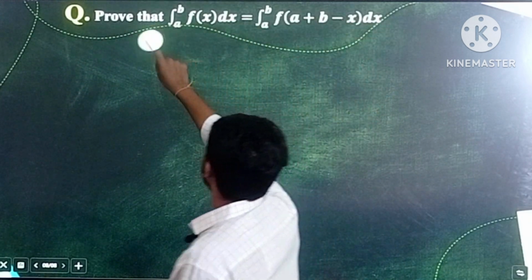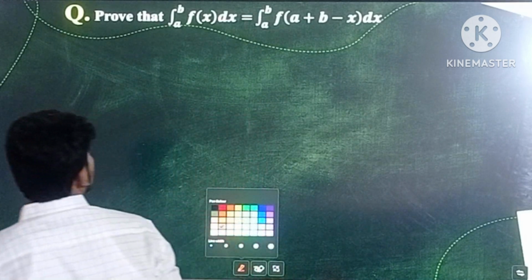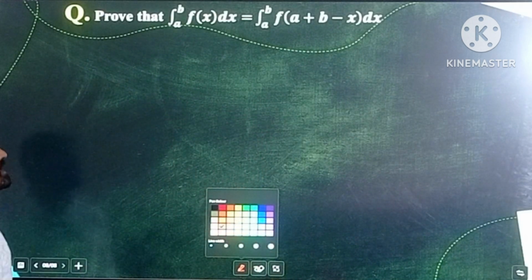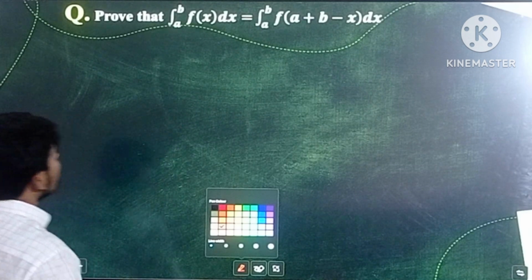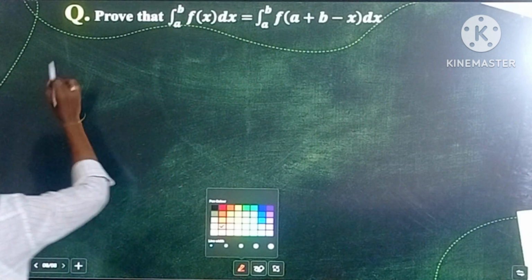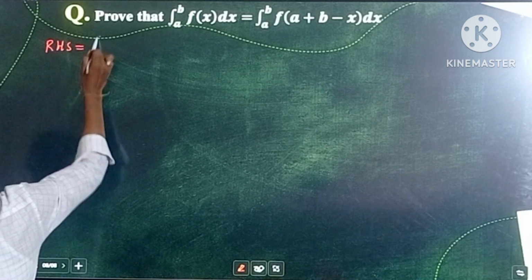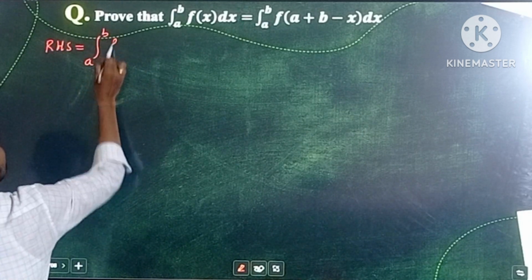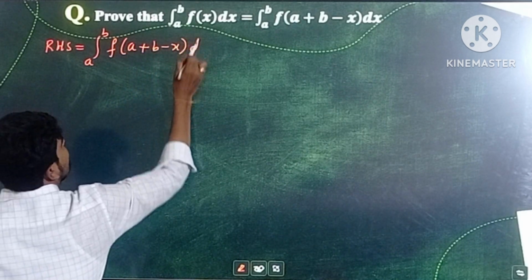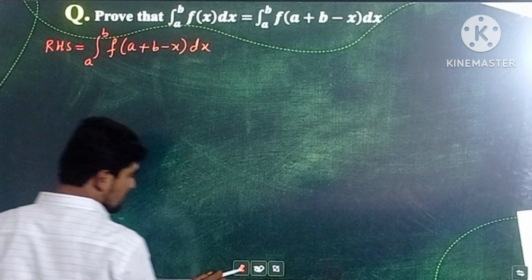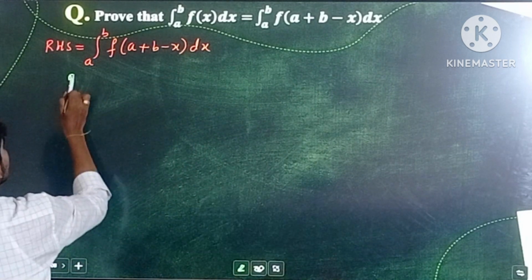And what is the question here? Prove that integration from a to b of f(x) dx is equal to integration from a to b of f(a plus b minus x) dx. To prove this property, let us consider the RHS. What is the RHS here? Integration from a to b of f of (a plus b minus x) dx. In this, I am going to substitute this a plus b minus x.